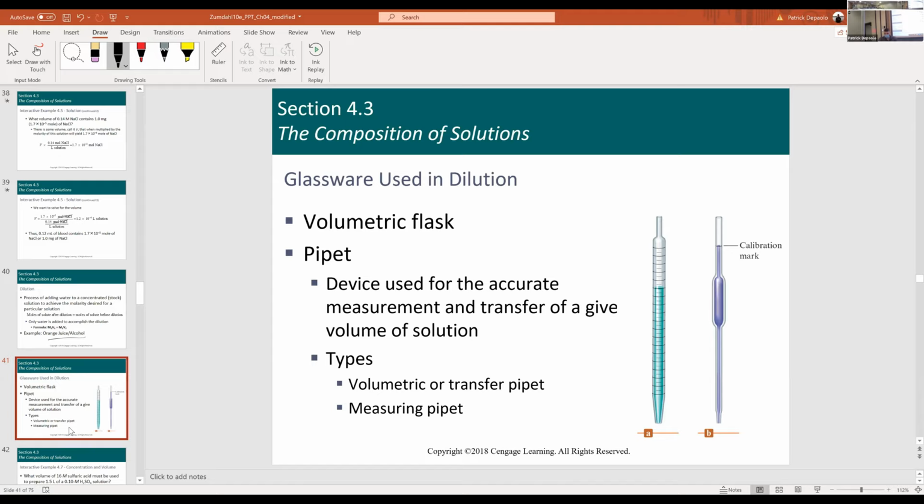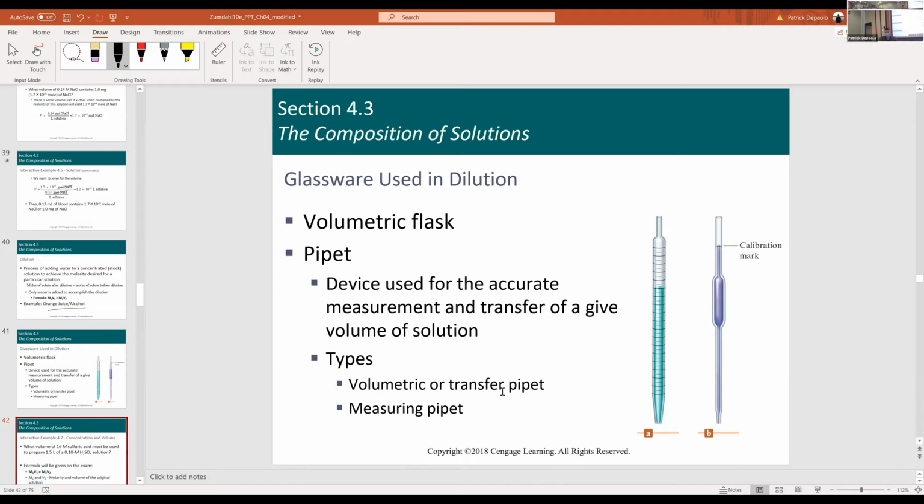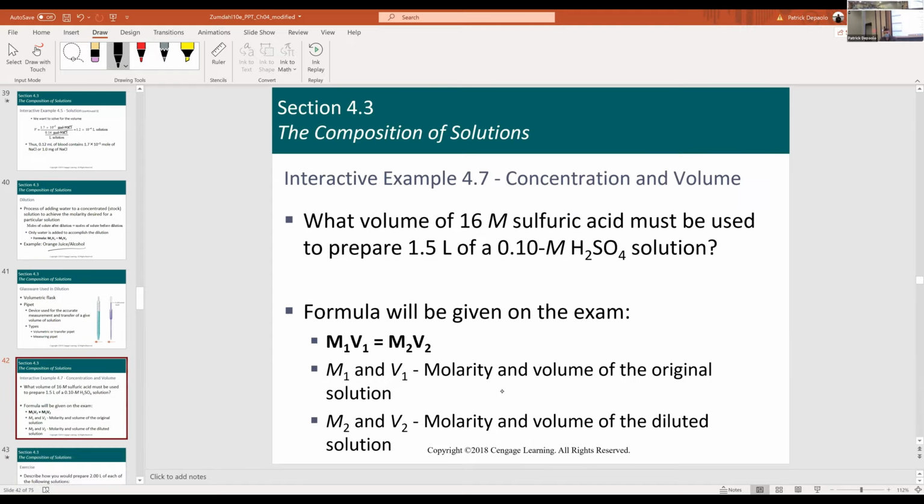Here we go. So what volume of 16 molar sulfuric acid? All right, stop there. 16 molar sulfuric acid, that will burn through your glove. That will go right through your skin. That will burn like hell. So that is very concentrated.